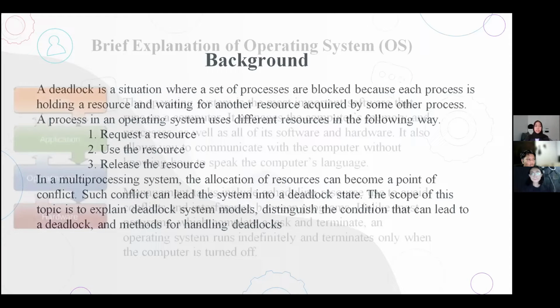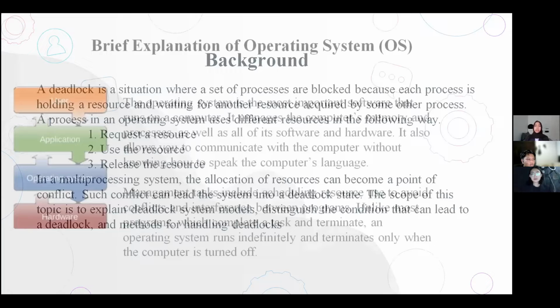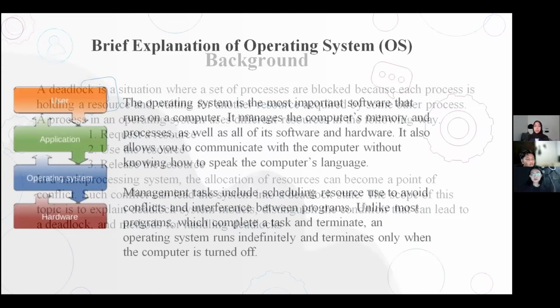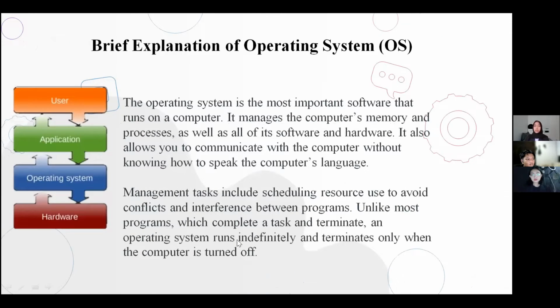Brief explanation of operating system. The operating system is the most important software that runs on a computer. It manages the computer's memory and processes, as well as all of its software and hardware. It also allows you to communicate with the program without knowing how to speak the computer's language. Without an operating system, a computer is useless.